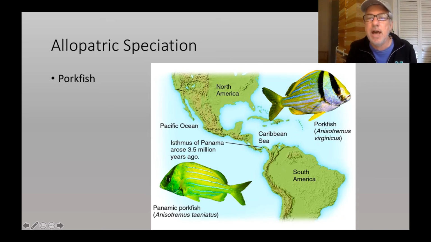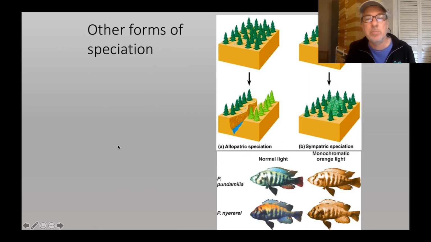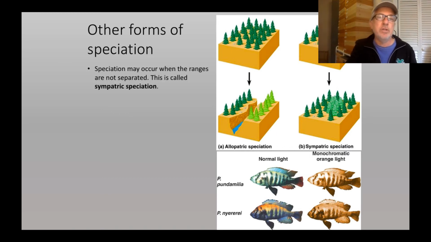The Caribbean side, which is now the porkfish, Anisotremus virginicus, and the Panamic porkfish, Anisotremus tenuatus. That's an example of allopatric speciation. There are other forms of speciation. Speciation may occur when the ranges are not separated, and this is called sympatric speciation.